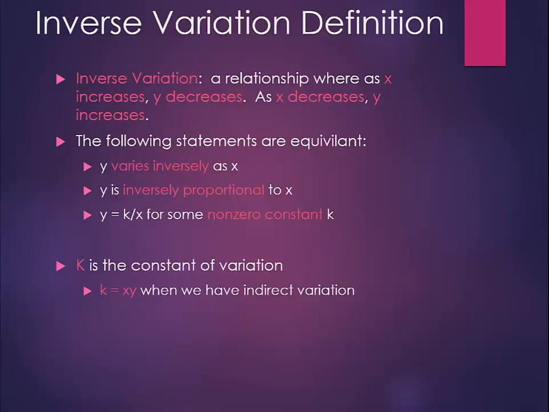The definition for inverse variation is a relationship between x and y, where as x increases, y decreases, and as x decreases, y increases. So pretty much vice versa. The following statements are equivalent. Y varies inversely as x is the same thing as saying y is inversely proportional to x. And that's the same thing as saying y equals k divided by x for some non-zero constant k. So k is going to be the constant of variation.